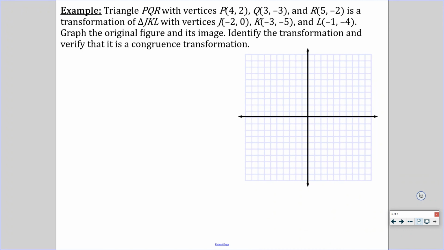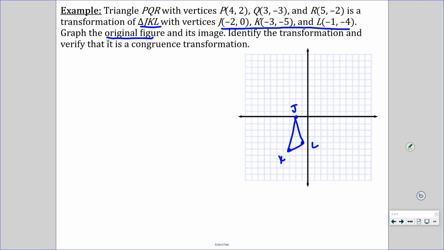Triangle PQR with those vertices is a transformation of triangle JKL with those vertices. Graph the original figure and its image. Identify the transformation and verify that it is a congruence transformation. All right, so my pre-image or my original here is actually JKL. So I'm going to do that one in blue. J is (-2, 0), K is (-3, -5), L is (-1, -4). So there's my original.